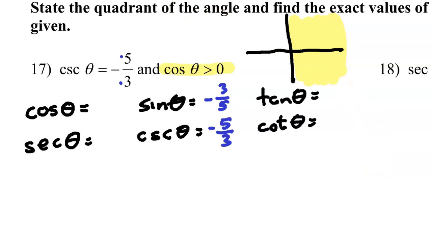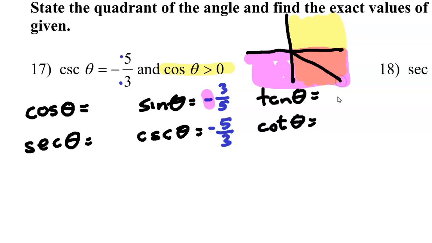But sine, as we already found out, sine is negative. So what quadrants are those? Yeah, that's the y-coordinates are negative. So that means we end up in quadrant 4 is what we're working with. Okay? So we're in quadrant 4.